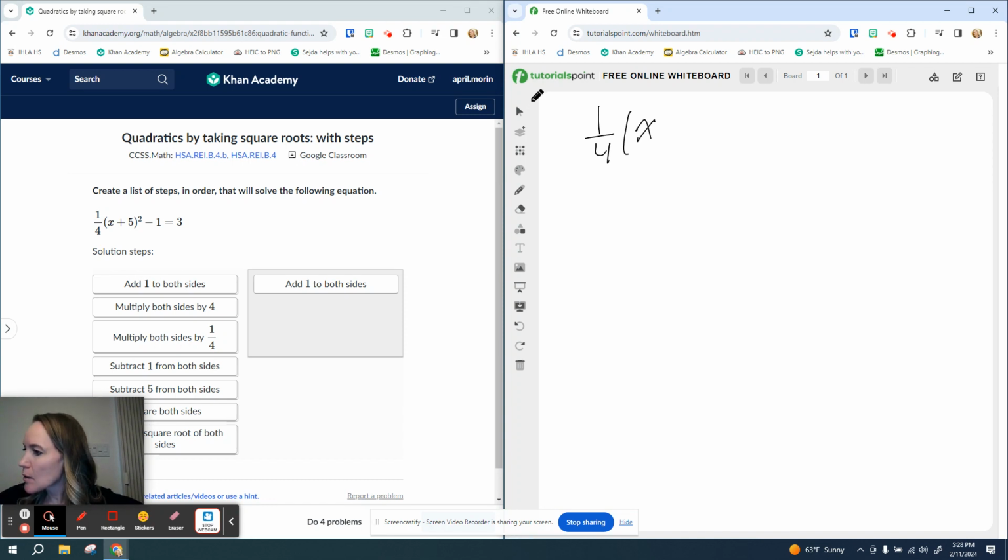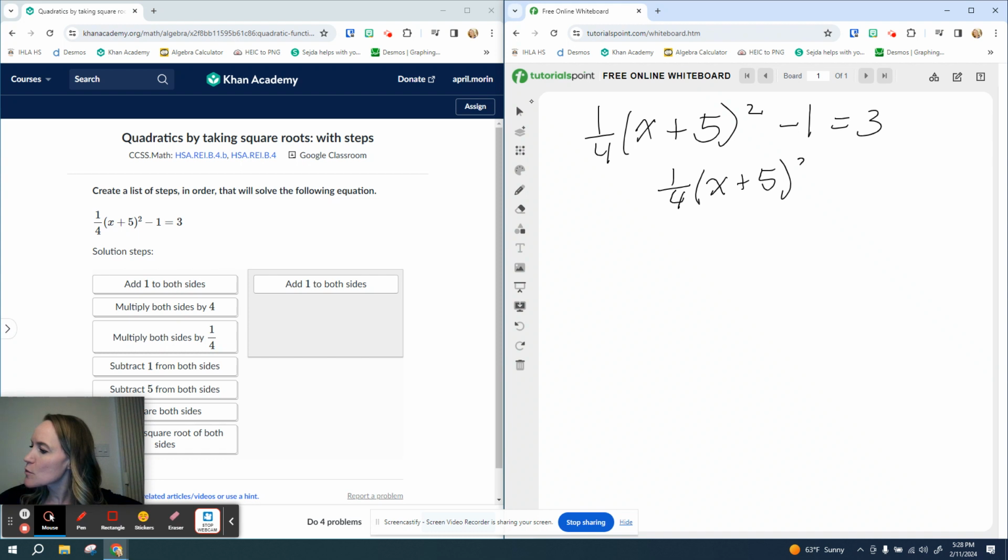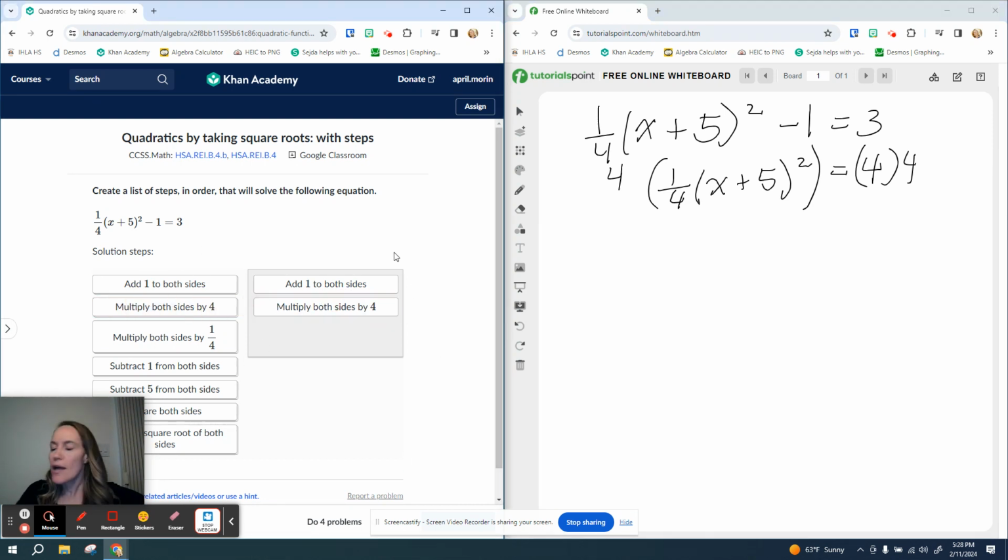1/4 x plus 5 squared minus 1 equals 3. So I'm going to add 1 to both sides, and then I get 1/4 x plus 5 squared equals 1 plus 3, 4. Okay, now I need to multiply by the reciprocal of this fraction, right? Times 4, and then times 4. So I need to multiply both sides by 4. And then this fraction goes away, and I just have x plus 5 squared equals 4 times 4 is 16.